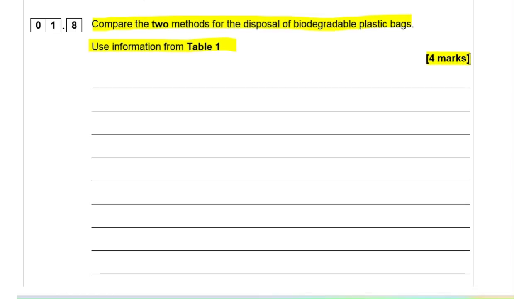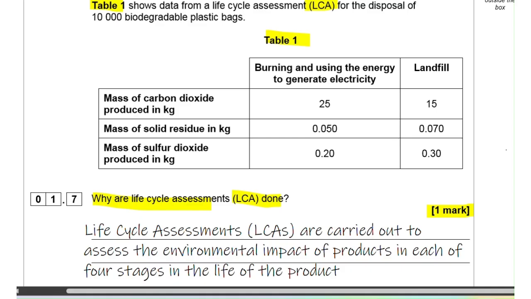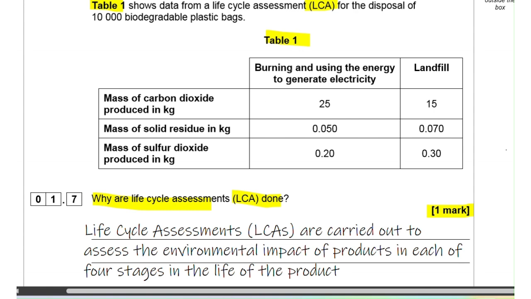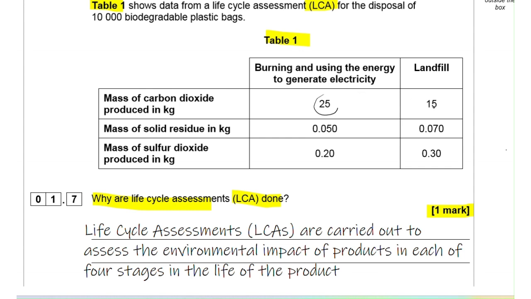In Table 1 there are 3 categories or 3 descriptors: mass of CO2, mass of solid residue, mass of sulfur dioxide. And the 2 columns are burning and using the energy to generate electricity, and landfill. So we're going to directly compare the burning and the landfill. So for the mass of CO2 produced, burning produces 25, landfill 15 kilograms. So burning using electricity is producing 10 kilograms of CO2 more than landfill. That's a direct comparison.